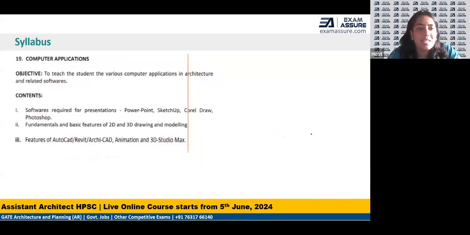For computer applications, this is more or less related to what you use in your day-to-day office work, right from SketchUp, CorelDRAW, Photoshop, or 2D, 3D drawing. So your AutoCAD plus other software like maybe ArchiCAD or Revit, 3D Max, etc. would be important to be known.